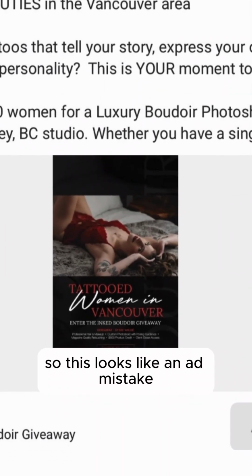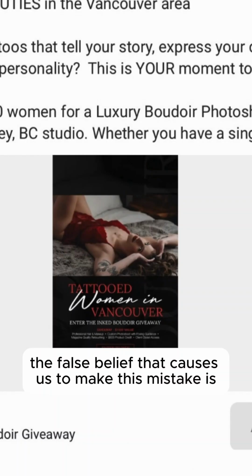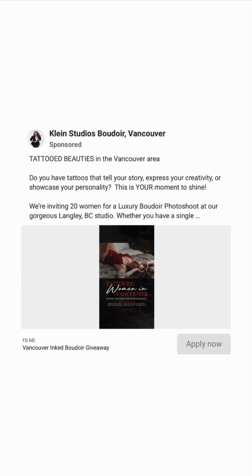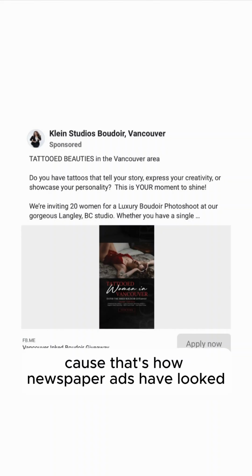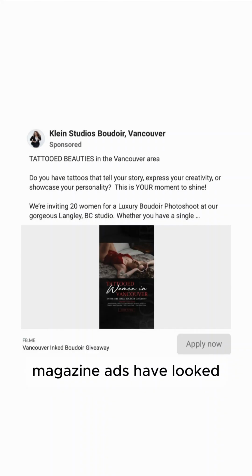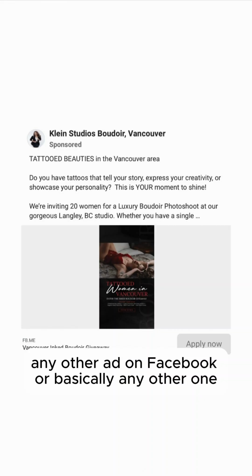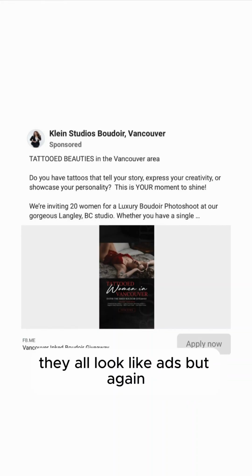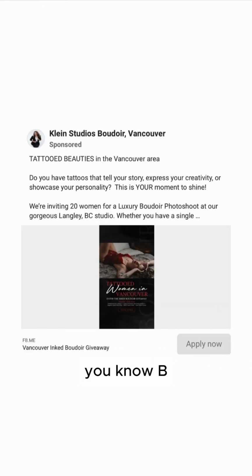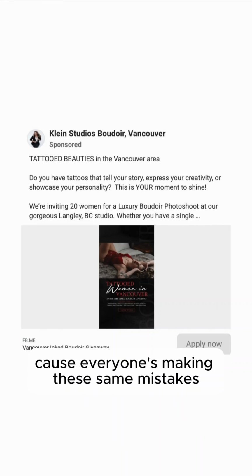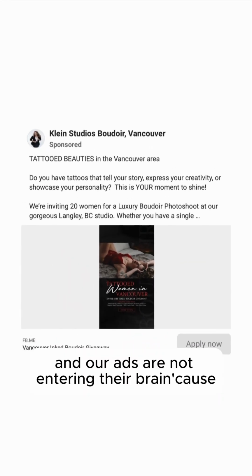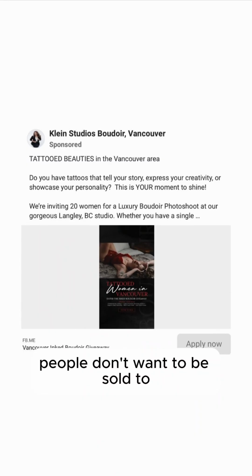Creative. All right, the creative looks like an ad, so it looks like an ad mistake. The false belief that caused us to make this mistake is we believe our ad should look like ads because that's how newspaper ads have looked, magazine ads have looked, TV commercials have looked, and any other Boudoir Facebook ad on Facebook. They all look like ads. But again, BLCS is the most common thing I'm seeing. It's because everyone's making these same mistakes. So the consequence of this, way more women are going to be scrolling on by, and our ad is not entering their brain because people don't want to be sold to.